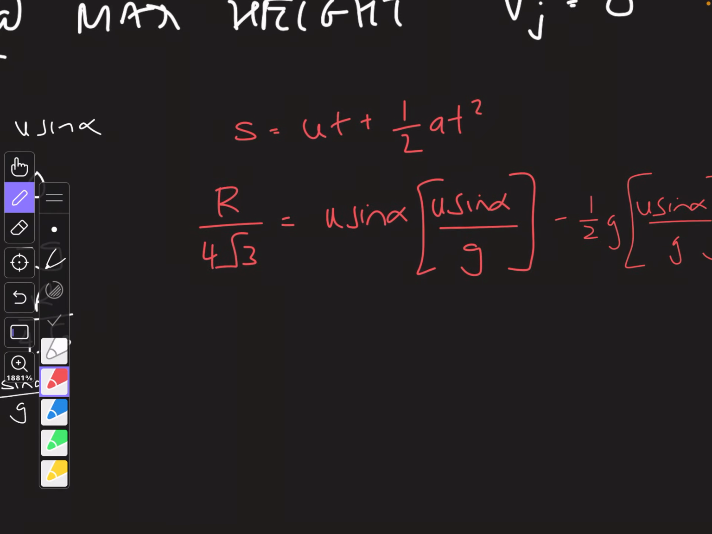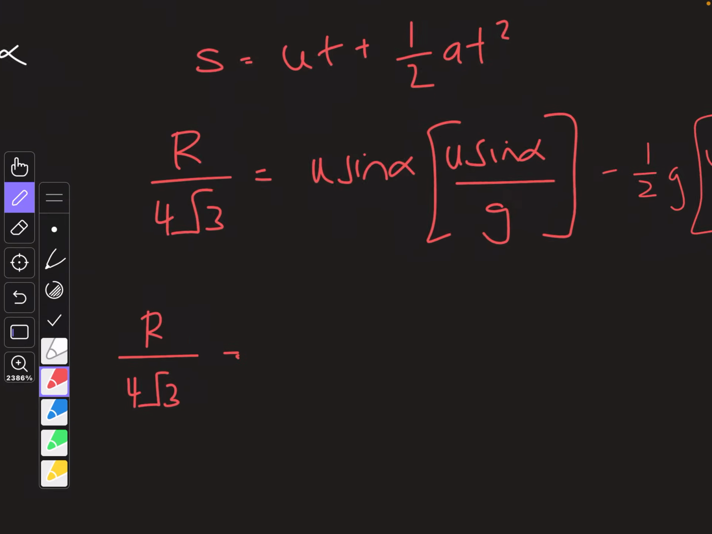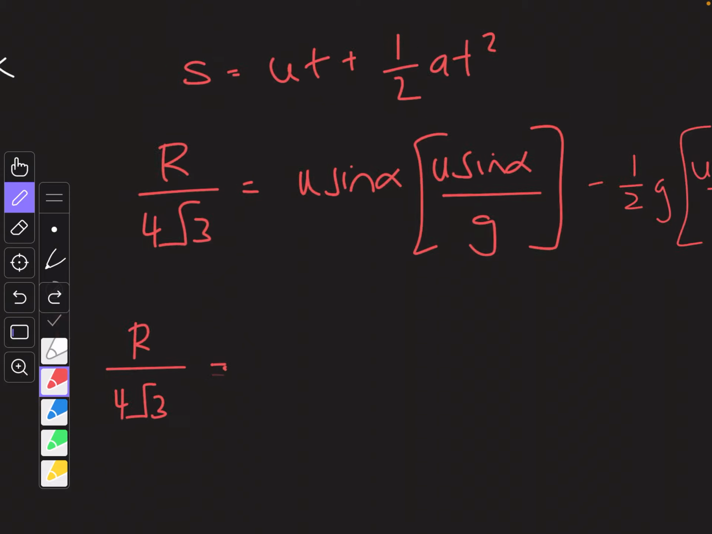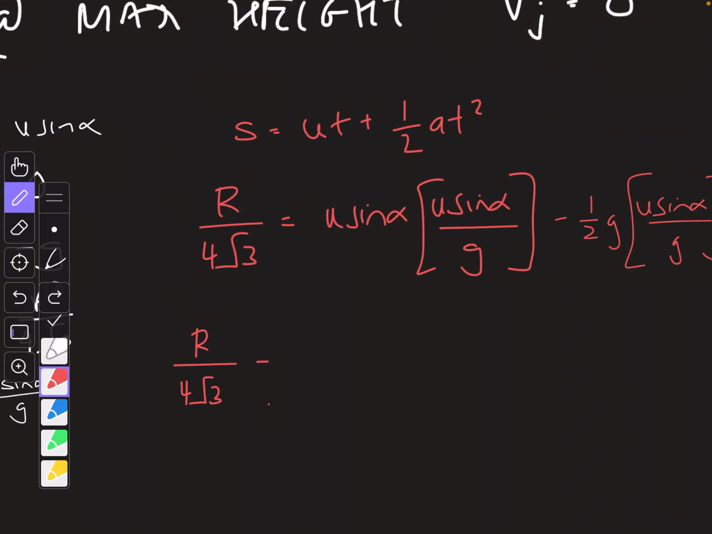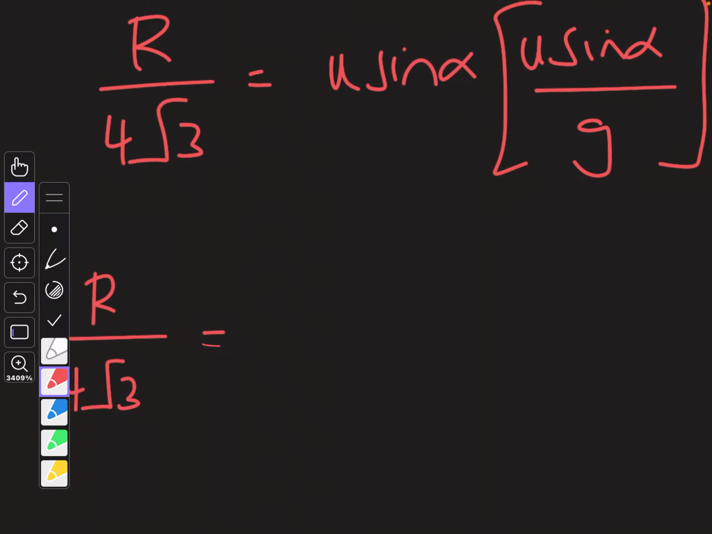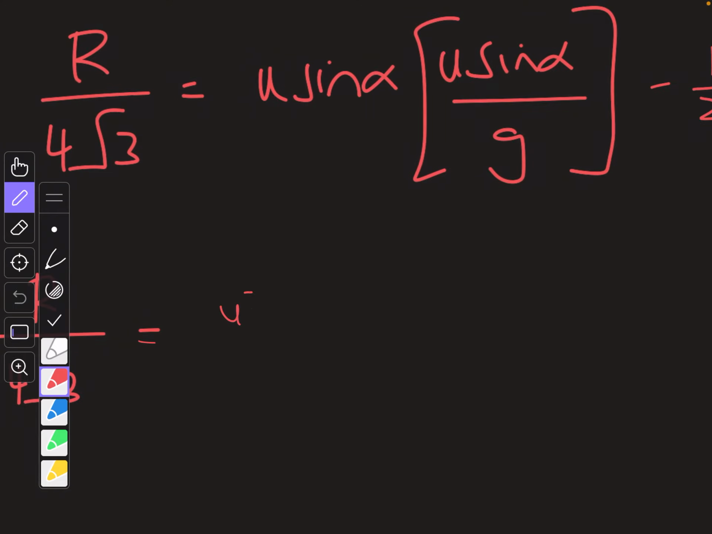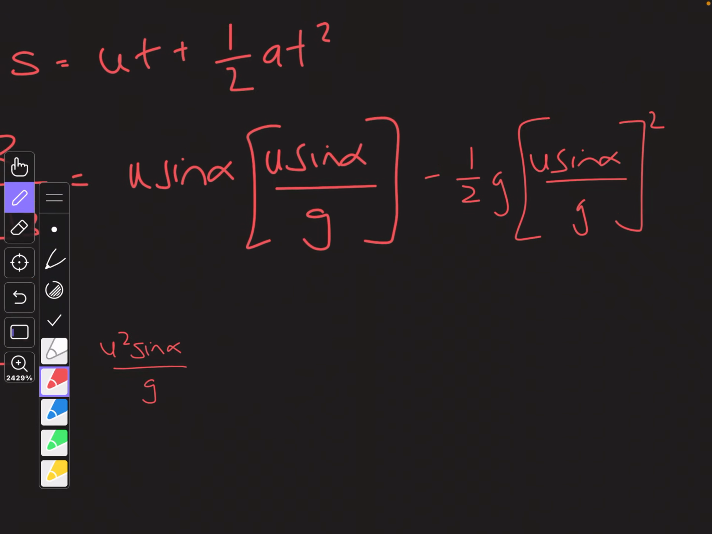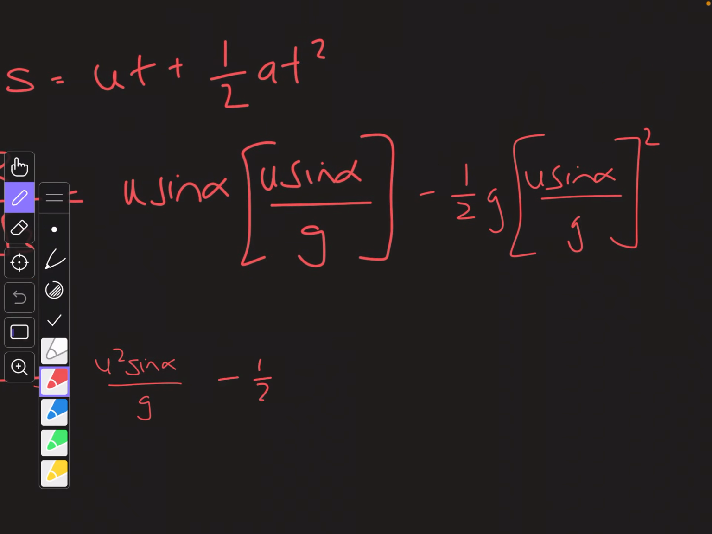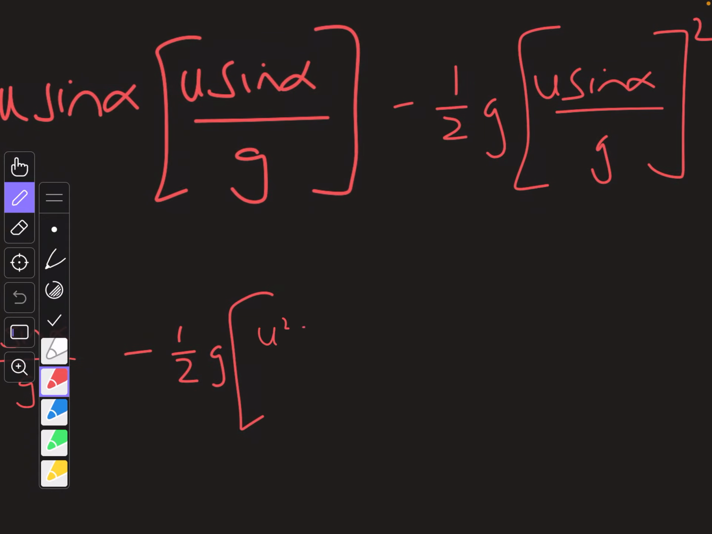So what I have is R over 4 root 3 equals u squared sine alpha over g minus a half g, always take your time with squaring brackets just so you don't make a silly mistake, u squared sine squared alpha all over g squared. Now hopefully you can see here that g will cancel the bottom.